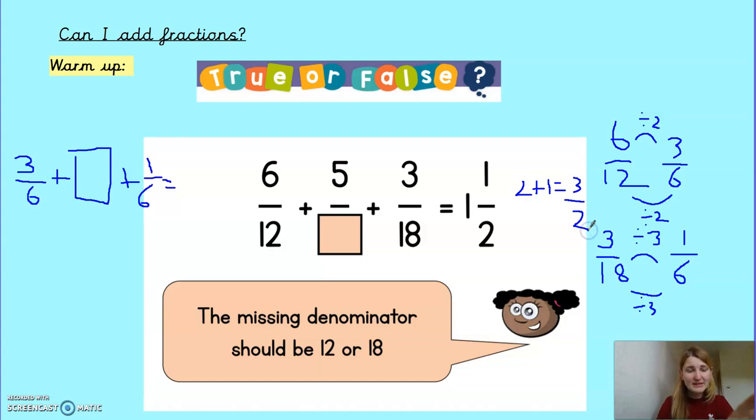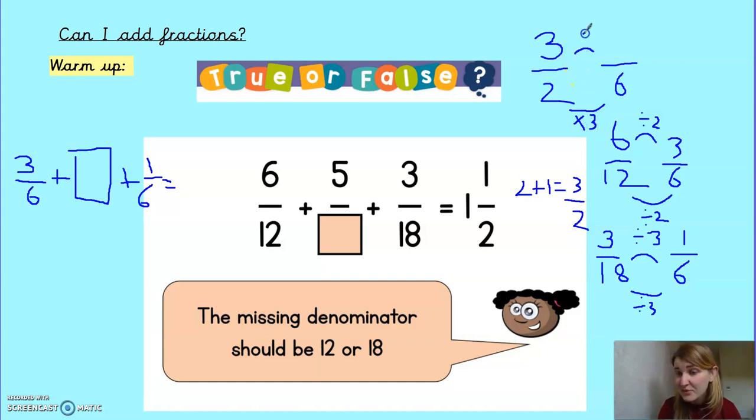But again, if I compare that to this fraction over here, both of these are in 6ths. So what do you reckon? Do you reckon it'd be useful if we had our answer in 6ths as well? I do. So I'm going to turn 3/2 into 6ths. I need to multiply that by 3. So I do the same to the bottom as the top. And that'll be 3 times 3 is going to equal 9. Am I right?